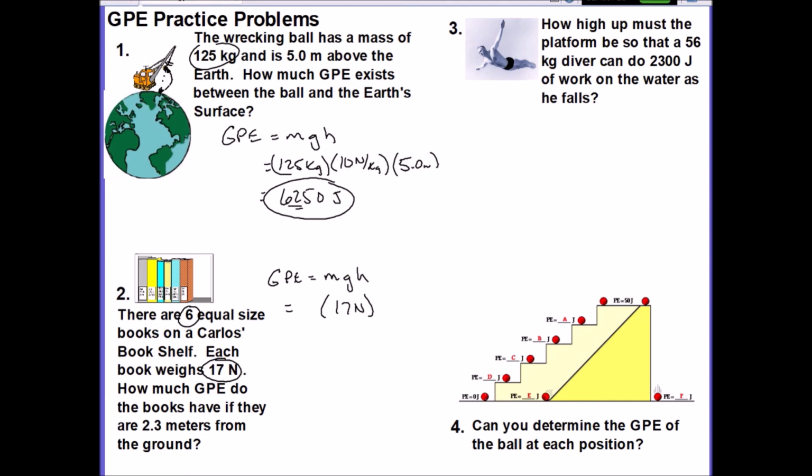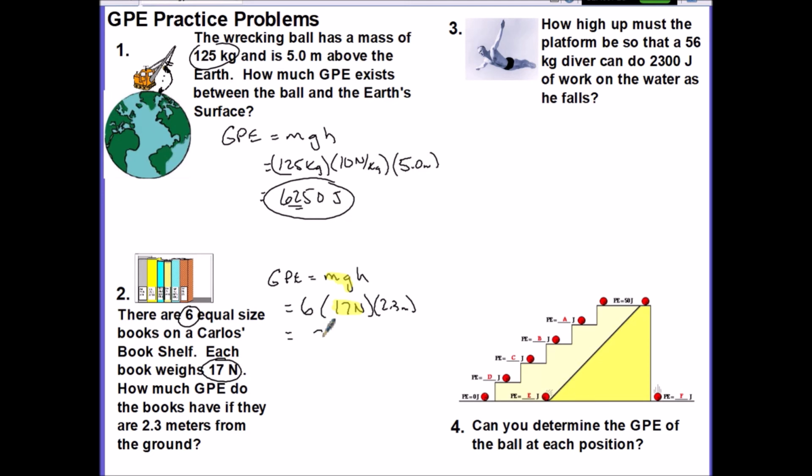So when I go through to calculate this, that 17 newtons is actually m times g. Let's use some color coding to make sure that we keep track of some things here. That 17 newtons already contains that g in there. I don't know what the mass of those books are, but I know their weight. So I have that. Now the 2.3 meters is just simply that height, and I have 6 of those. So now I just go through and calculate that.